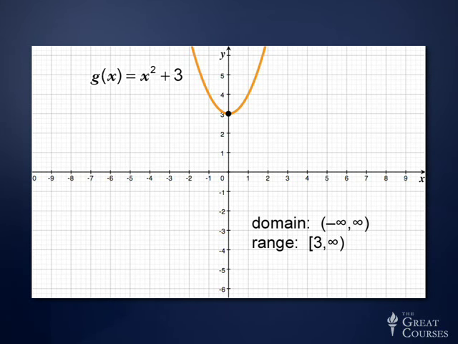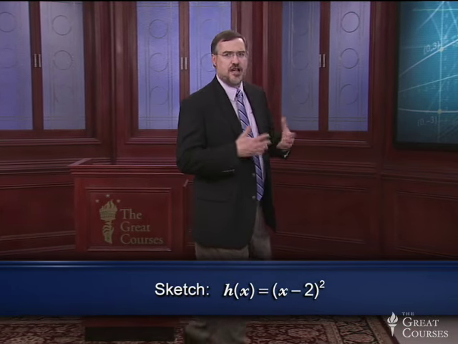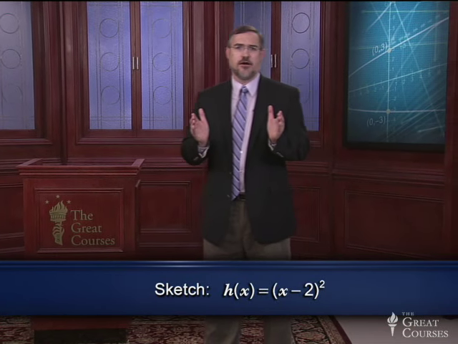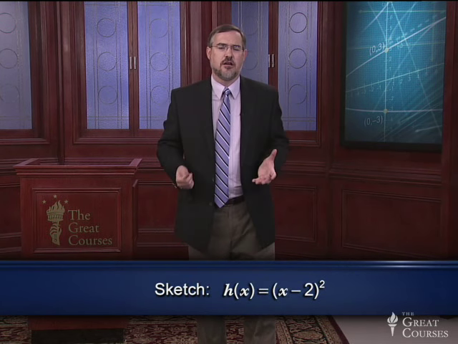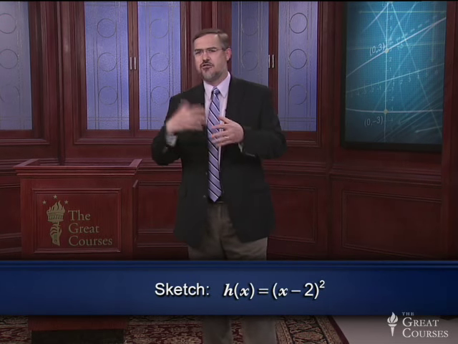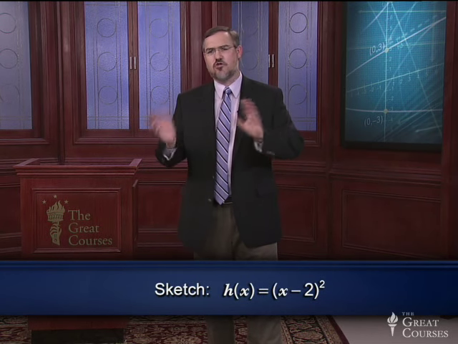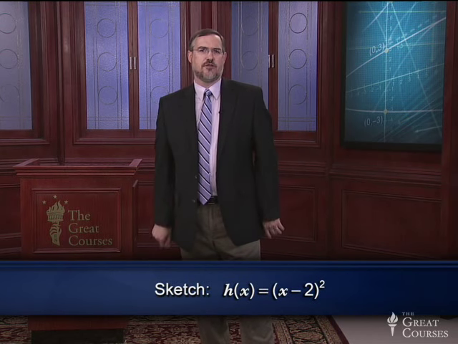Okay, let's try another example. Let's sketch the graph of h of x equals (x minus 2) squared. By the way, please don't be thrown off by the fact that I'm changing the names of the functions. We had an f of x and a g of x and now an h of x. I'm just trying to give them different names so we can keep track of them. There's nothing special about those names.